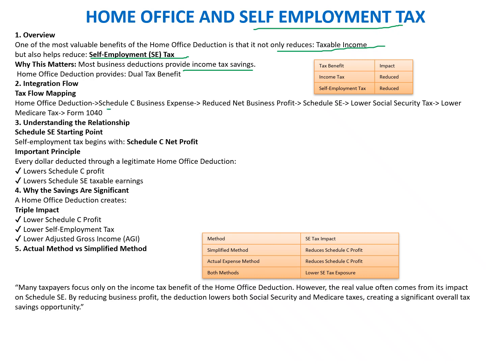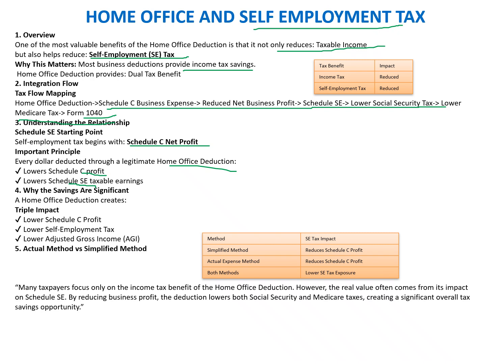So home office deduction, Schedule C business expense, reduces the net profit, Schedule SE, lowers the Social Security tax and lowers the Medicare tax. Basically, if it is impacting the business profit, then it has a cascading impact on lowering Schedule SE, which lowers the Social Security tax and the Medicare tax as well. So self-employment tax begins with the Schedule C net profit. An important principle: every dollar deducted from the legitimate home office deduction lowers the Schedule C profit and lowers the Schedule SE tax. If my profits are getting reduced with the help of the home office deduction, then it is directly impacting my SE taxes.